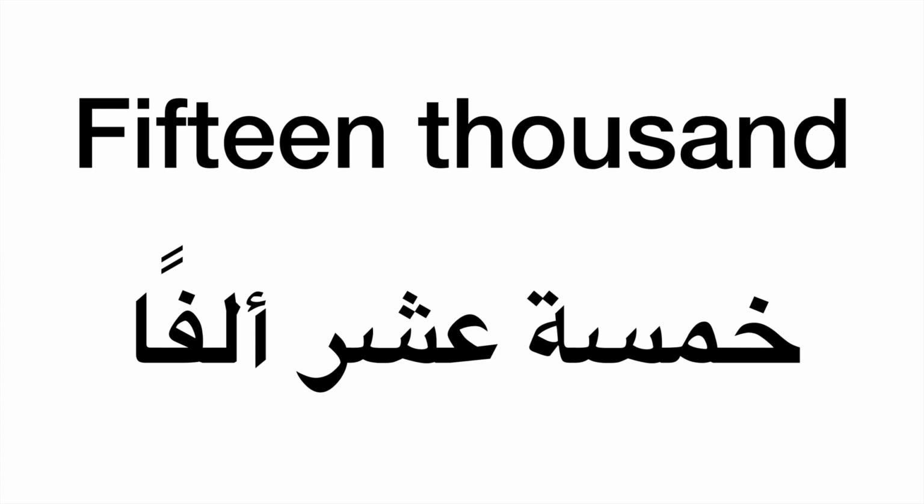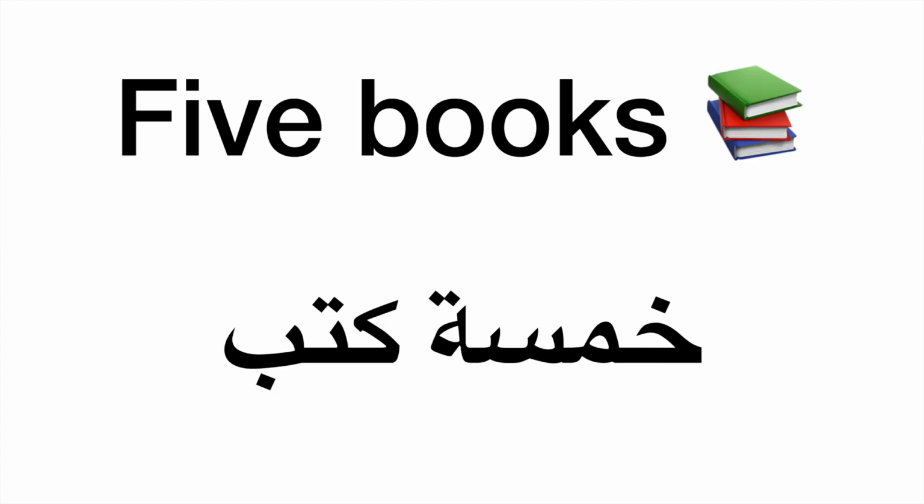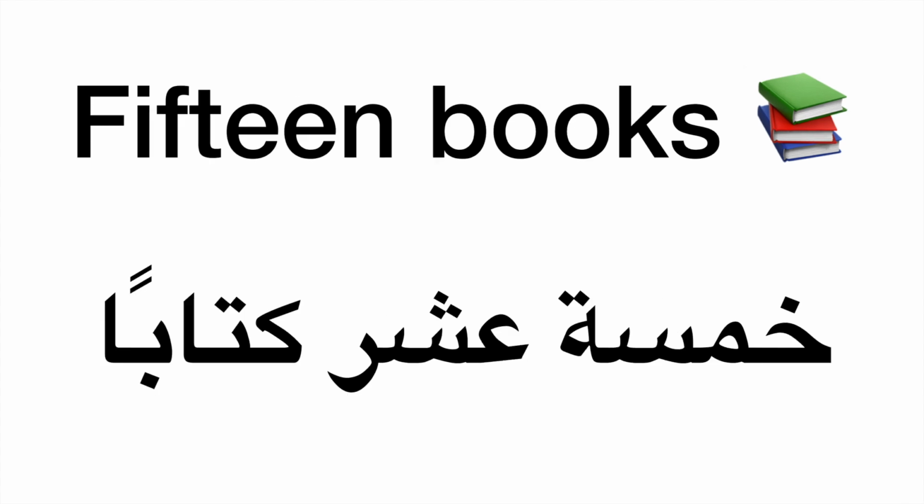This applies for all counted words. For example, if you're counting books, 5 books would be خمسة كتب. The word kutub means books, the plural of kitab, which is book. But 15 books would be خمسة عشر كتابا. Here the counted is singular, and so on.